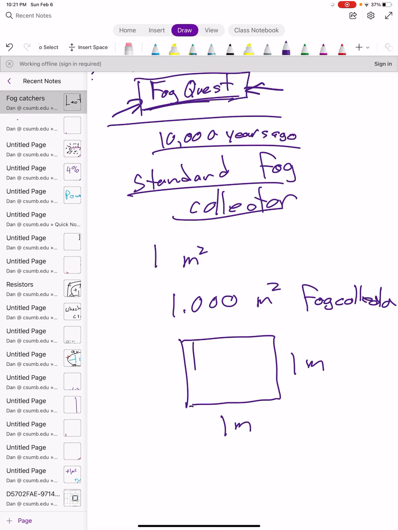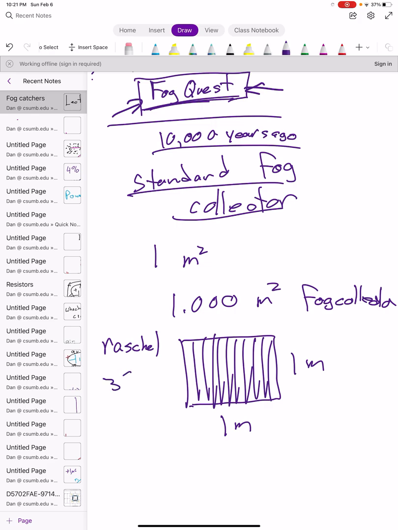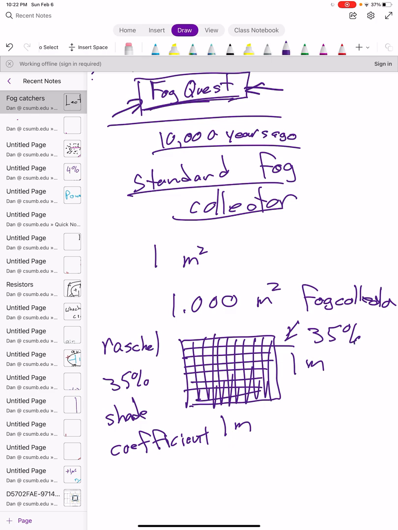And that fog collector is filled with a certain type of mesh. Schemenauer talks about a certain type which he considers the international standard. You'll see it in the paper. It is a Rochelle mesh. It's 35% shade coefficient. You may ask, what does that mean? It means that if you had a single layer of this mesh here, 35% of the area of this 1 square meter is covered by mesh. So it's 35% shading. Kind of makes sense.